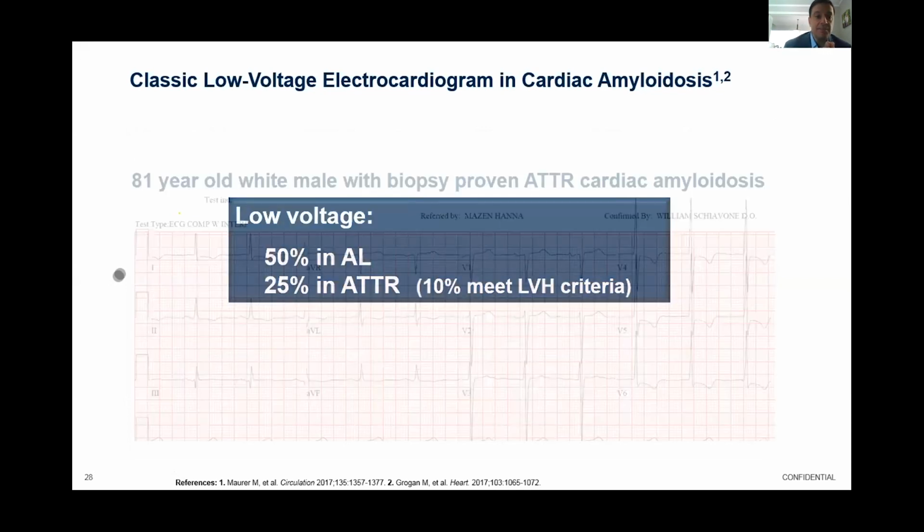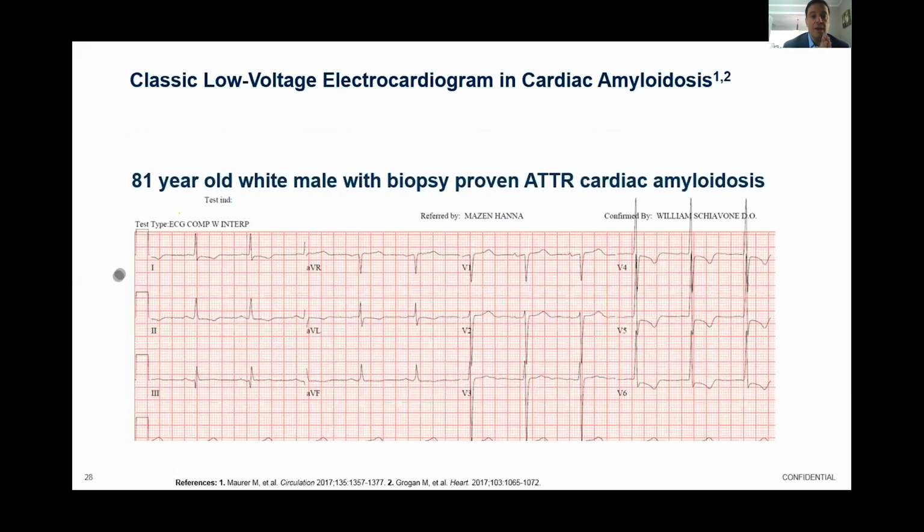This is an example EKG of an 81-year-old white male with biopsy-proven wild-type ATTR cardiac amyloid. You can see, particularly V4 through V6, he meets criteria for LVH with strain pattern. So the absence of low voltage should not dissuade you. And in some cases, LVH should not dissuade you if everything else is pointing towards amyloid.